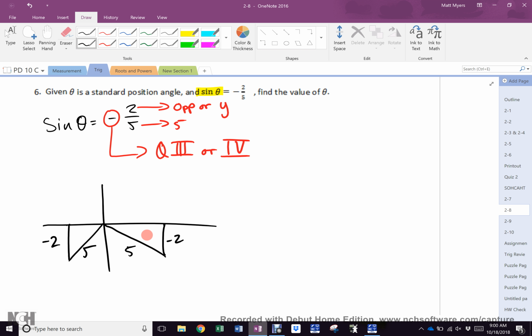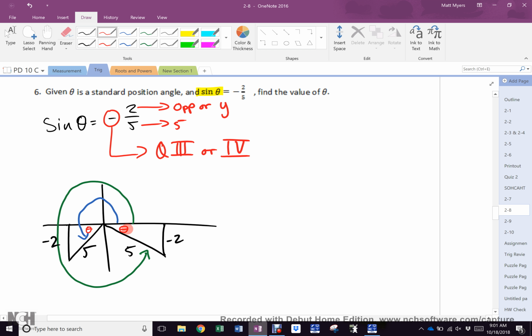Where are my possible thetas? Or I lied, that's the wrong word. How many possible thetas do I have? 2. I might be that theta, or I might be that theta, yes? But what is going to be the same? The reference angle for both is going to be the same, isn't it?